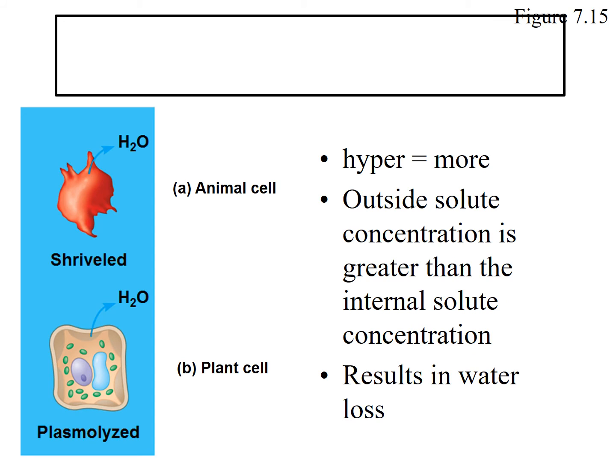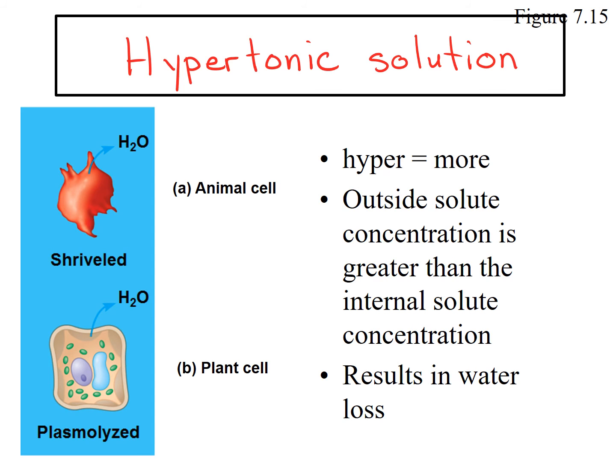Okay, so let's take a look at what happens in a hypertonic solution. So hyper means more, and what this is referring to is that the outside solute concentration is greater than the internal solute concentration. So remember, the solute cannot cross the membrane, but water can. And what happens is that water will exit the cell through that plasma membrane, and that causes the cell to be dehydrated or shrivel. In other words, this is going to result in a water loss from the cell.